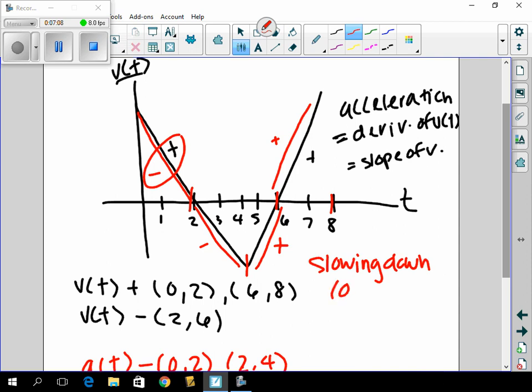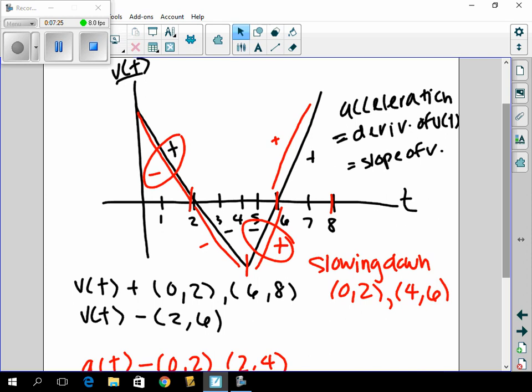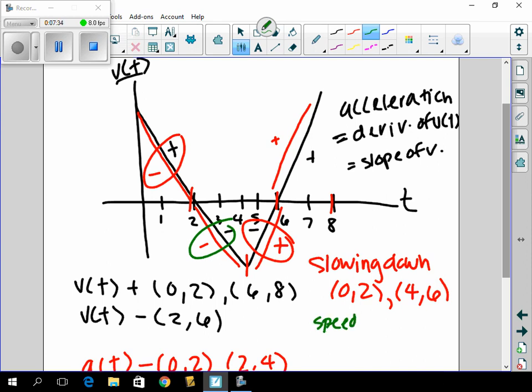From 0 to 2. So that's one of my intervals. And I said down here my velocity was negative. And it's also slowing down from 4 to 6. So these are the 2 places that my particle is slowing down. And then I see that from 2 to 4, I have both negatives. So my particle is speeding up from 2 to 4.